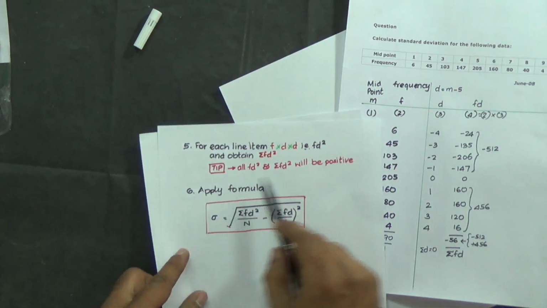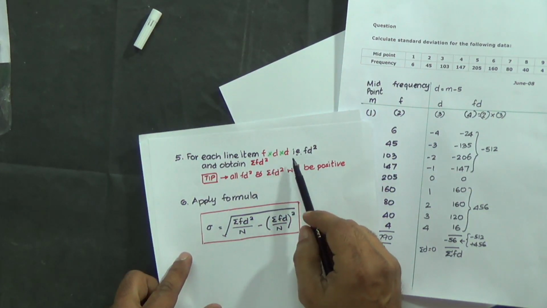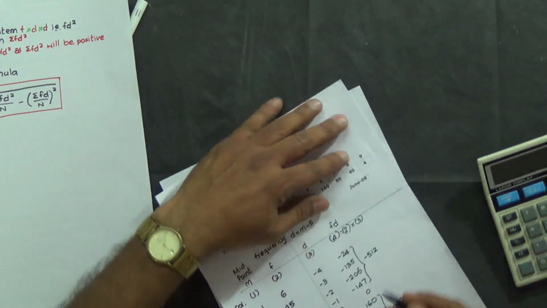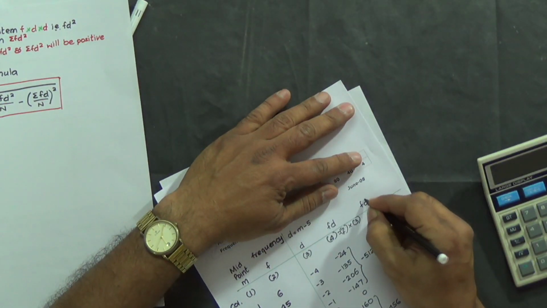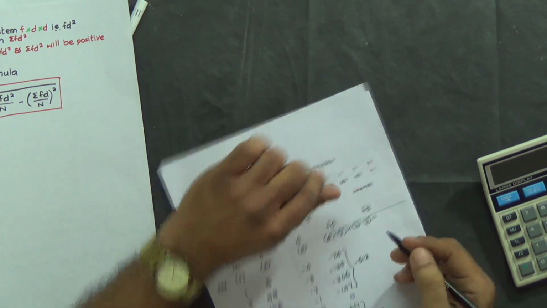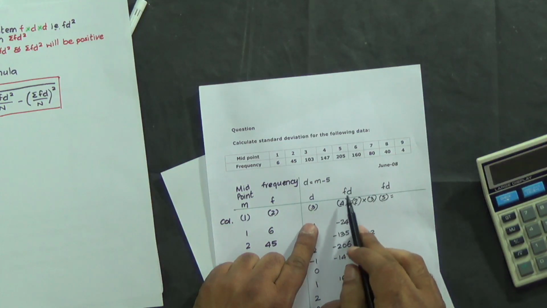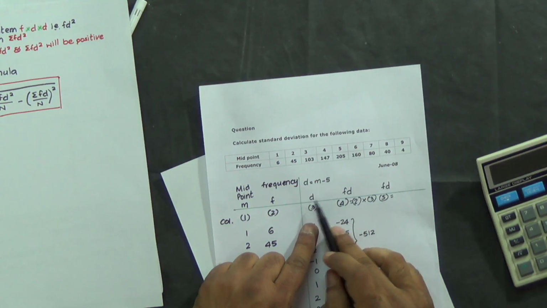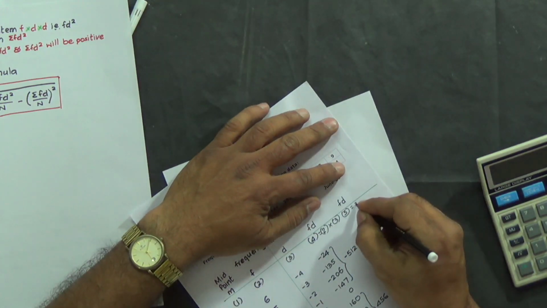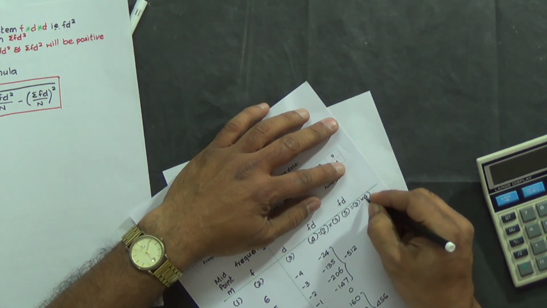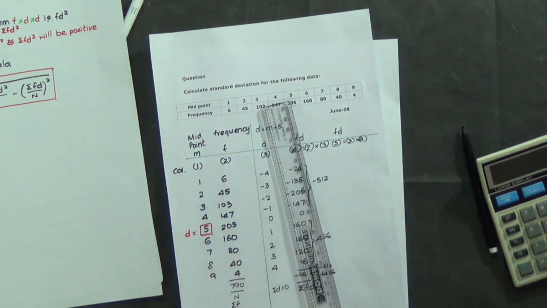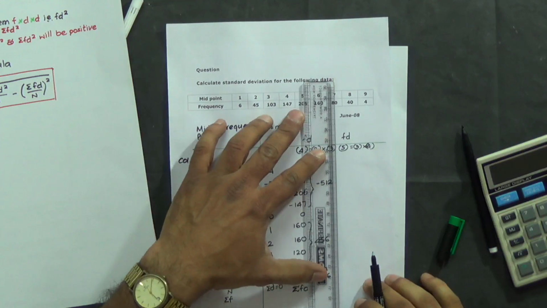For each line item, f into d, that is fd squared. This column 5 is nothing but f into d. This column into this column, you'll get fd squared. So column 3 into column 4. I hope it's not confusing. To clear your doubts, let me put one simple line over here.